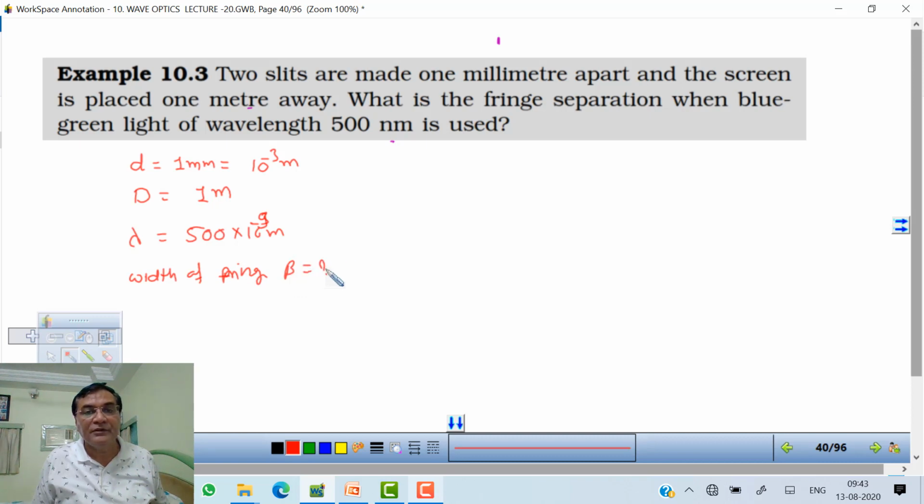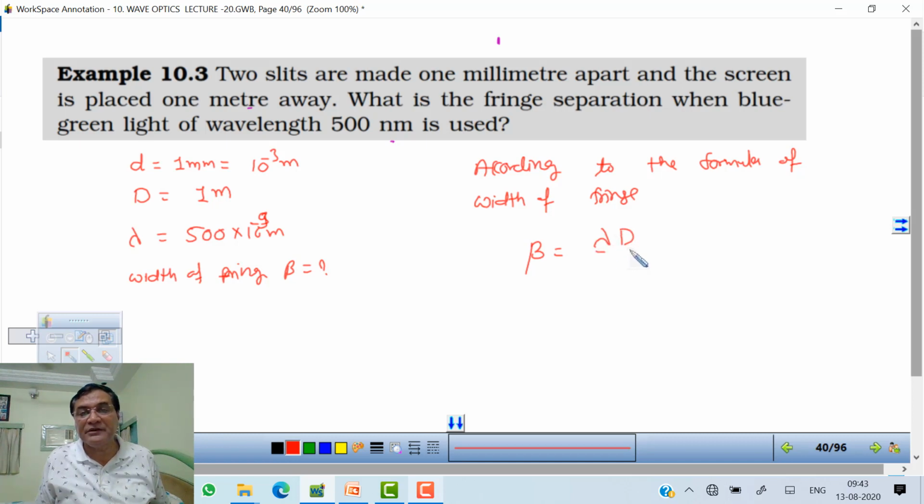That is to calculate beta. So according to the formula of width of fringe, beta is equal to lambda capital D upon small d. So we put the value 500 into 10⁻⁹, D is 1 meter divided by 10⁻³. So this comes out to be 500 into 10⁻⁶. This is in meter.